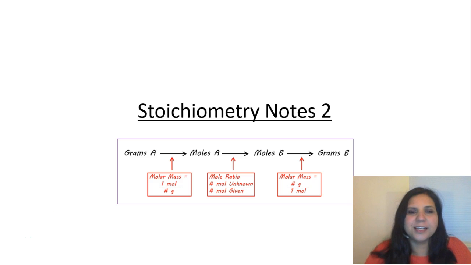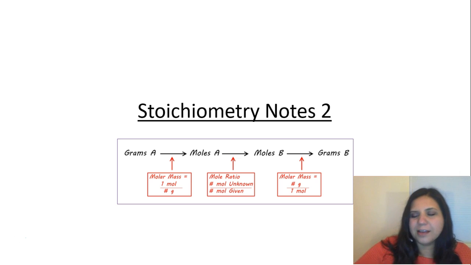Hey guys, Mrs. Thompson here, and we're moving on to part 2 of stoichiometry, where we're actually going to go from grams of A to grams of B. We're going to do a 1, 2, 3 step problem. Not that hard.